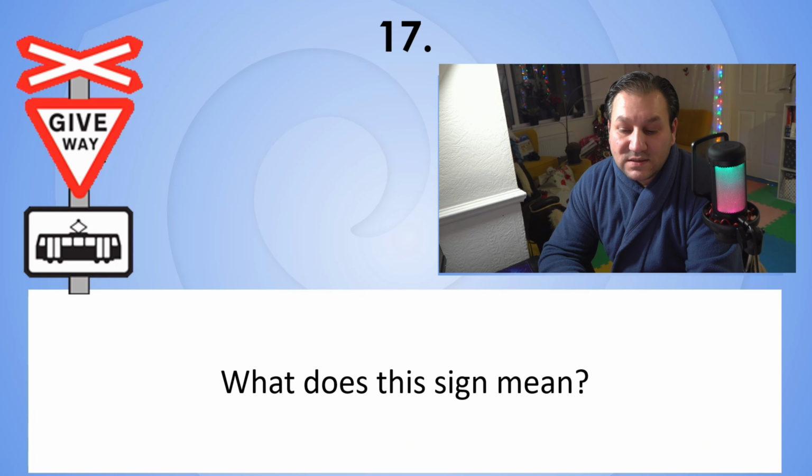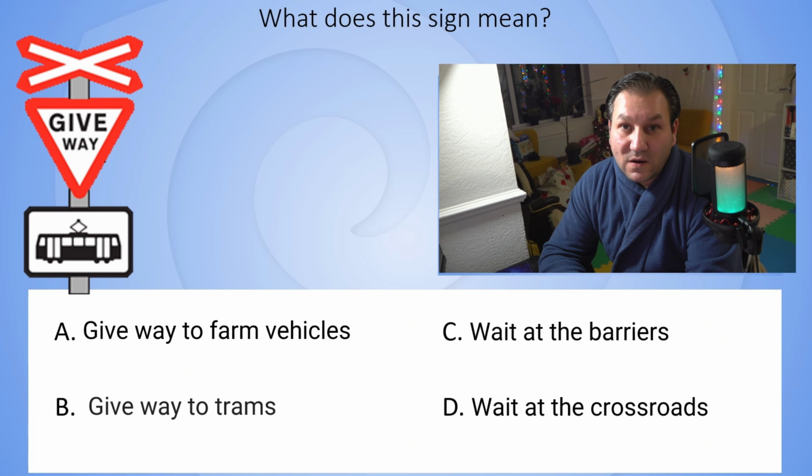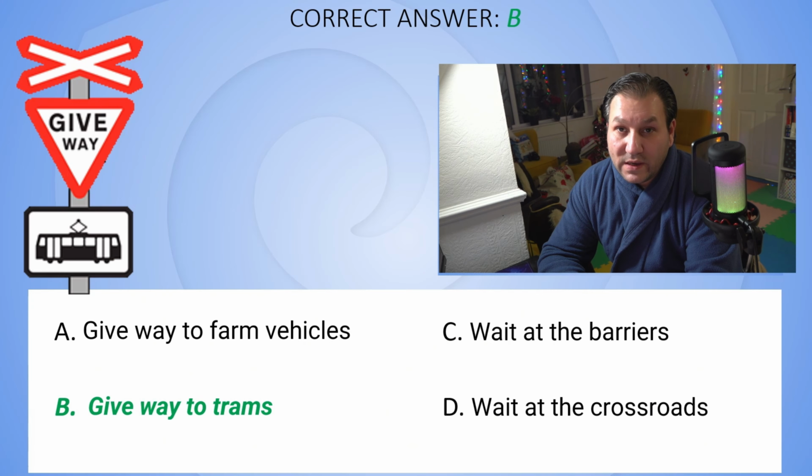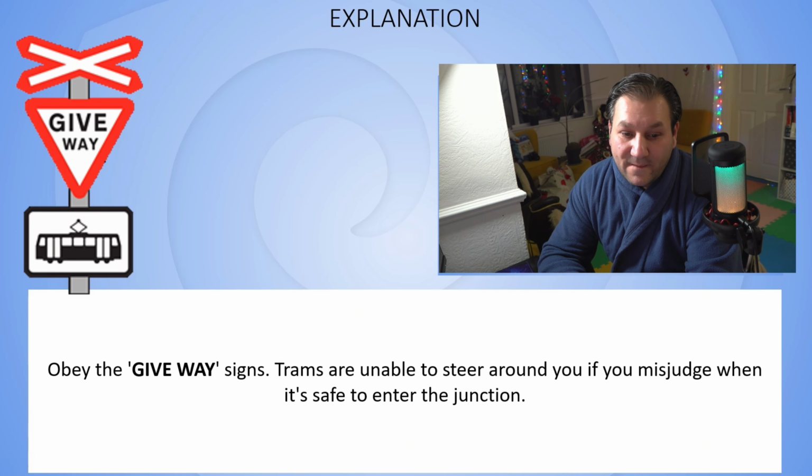17. What does this sign mean? A. Give way to farm vehicles. B. Give way to trams. C. Wait at the barriers. Or D. Wait at the crossroads. The correct answer is B. Give way to trams. Explanation. Obey the give way signs. Trams are unable to steer around you if you misjudge when it's safe to enter the junction.